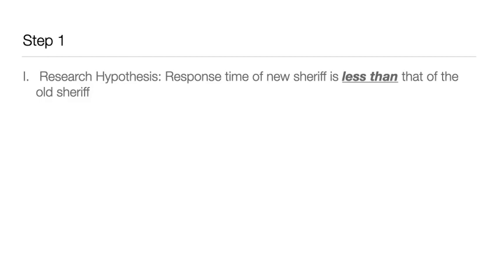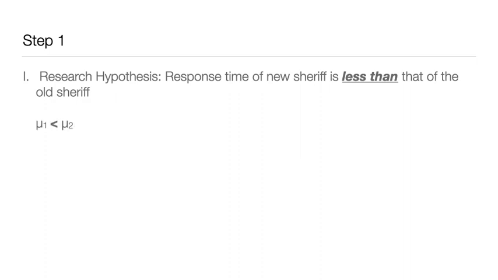So in step 1, we're going to state our research hypothesis. Our research hypothesis is response times of the new sheriff is less than that of the old sheriff. Notice we have both the populations, response time of the new sheriff, response time of the old sheriff. We're talking about what we're measuring, which is response time here. And it's a directional hypothesis, right? We said that we're going to reduce response time, so we have that less than.